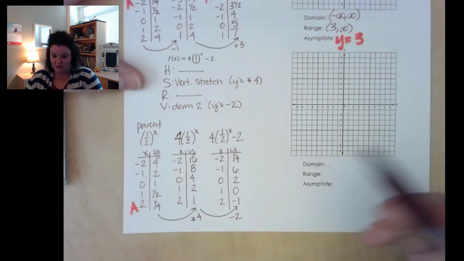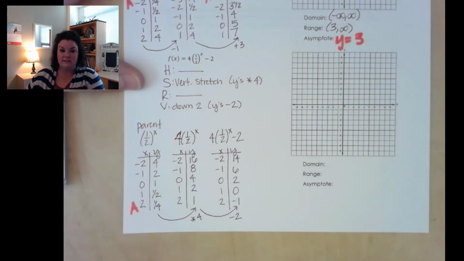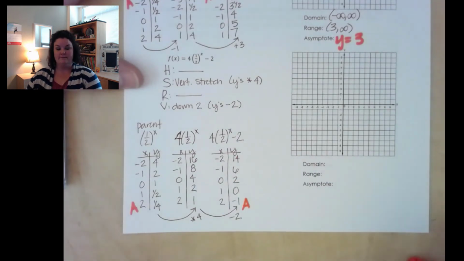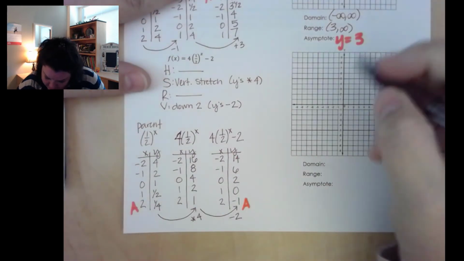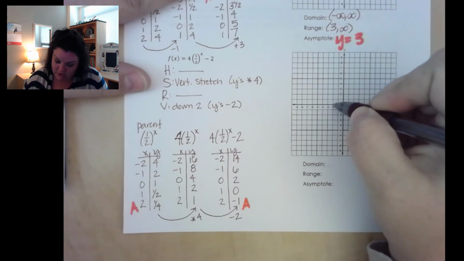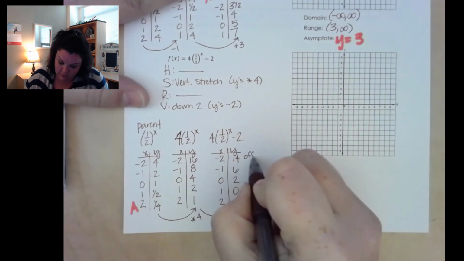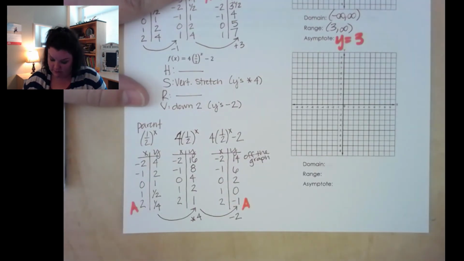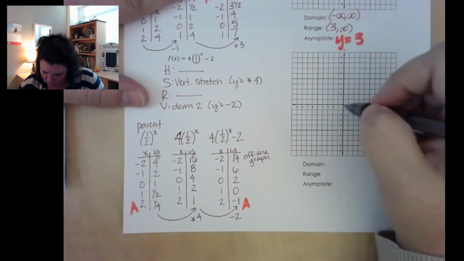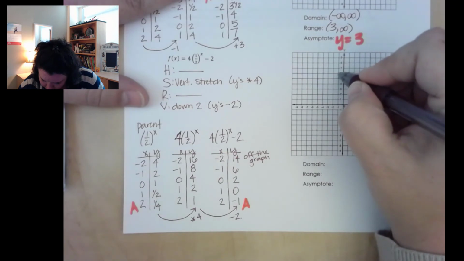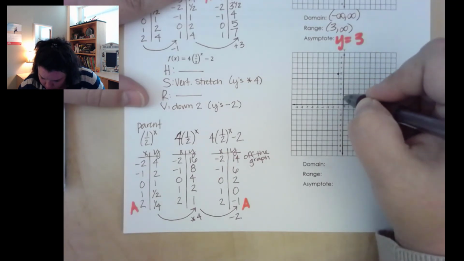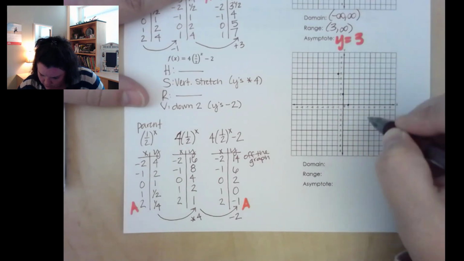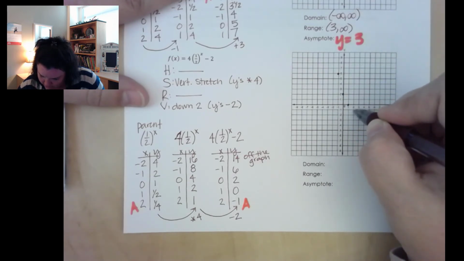So now that my function looks the way I want it to, I know this is going to be the side closest to my asymptote, right? So at -2, I'm up at 14. Well, that one's off the graph. So if it's off the graph, we don't have to worry about plotting that one. So let's start with -1, 6; 0, 2; 1, 0; 2, -1.